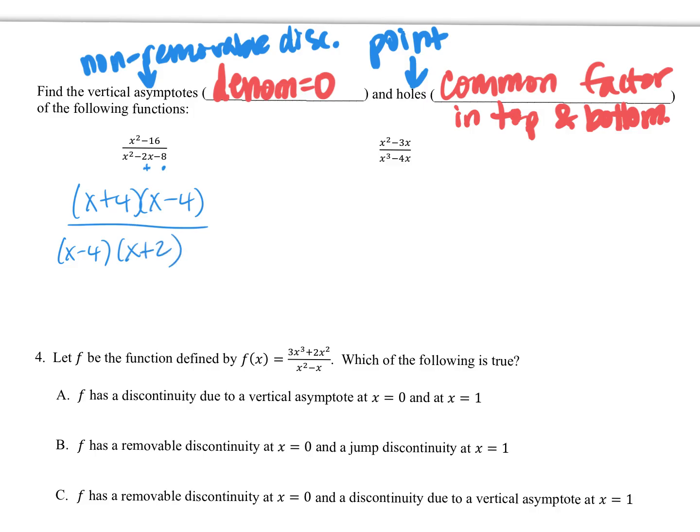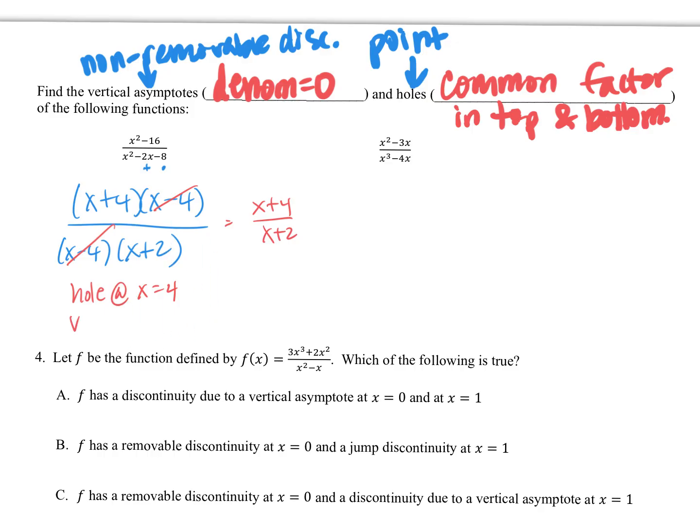Does anything cancel? That's where we have a hole. Check this out. When we cancel x minus 4, where do we have a hole? Yeah, we've got a hole when x is 4. I'm left with x plus 4 over x plus 2. When does x minus 4 equal 0? Oh, yep.